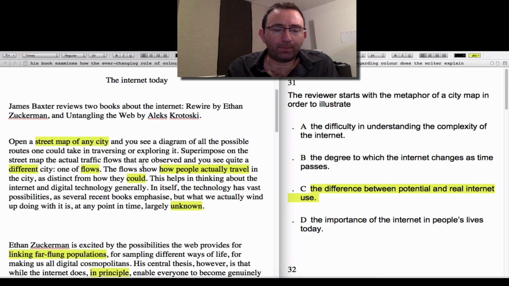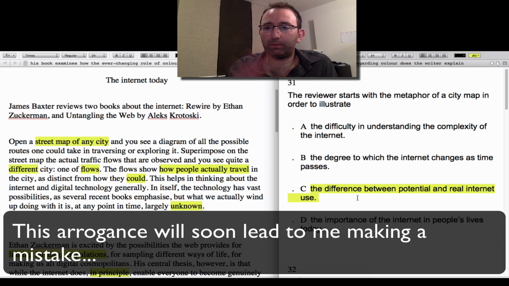So the concept of this map of the city is that you have all the possible ways that people could go. But what this thing does show is how people actually travel. That's why I highlighted that. I had a suspicion that would be important. So the flows show how people actually travel in the city as distinct from how they could travel in the city. Yes. I'm not even going to waste time reading the other things.